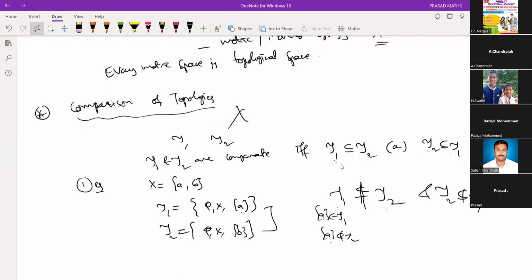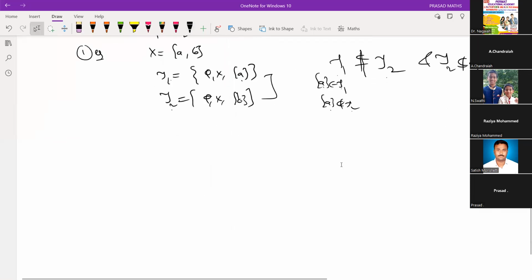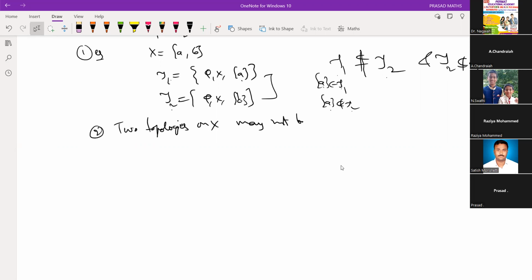Similarly, tau2 is not contained in tau1, because singleton b is an open set in tau2, but it is not an open set with respect to tau1. Therefore, they are not comparable. So this condition is not satisfied. Two topologies on a set may not be comparable. That is my point.